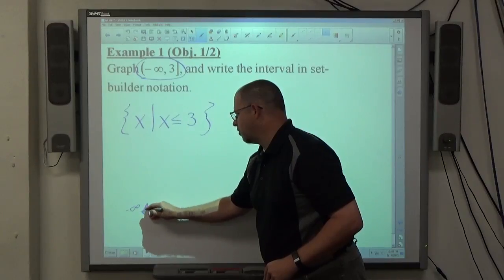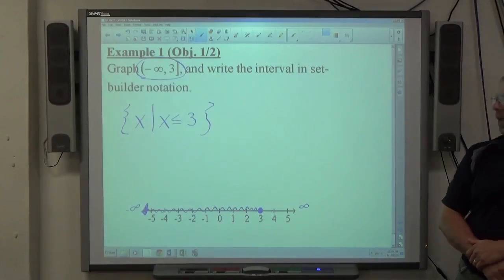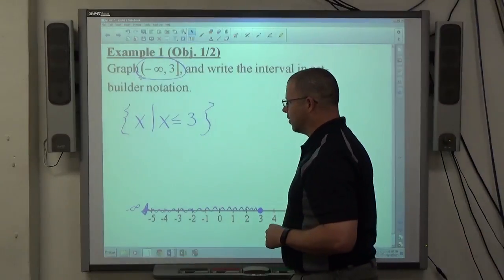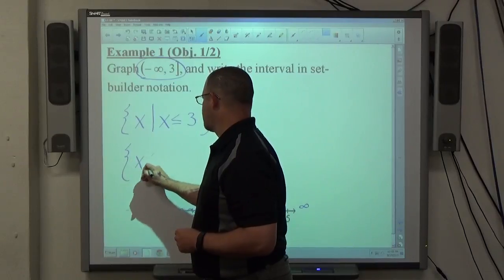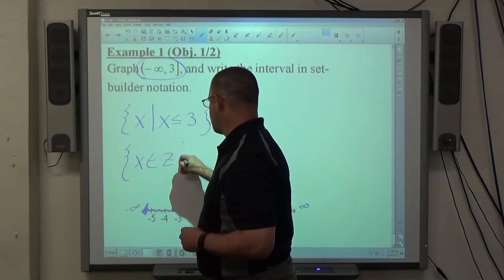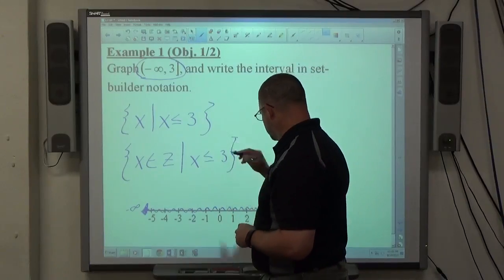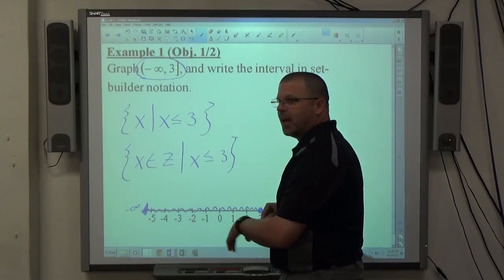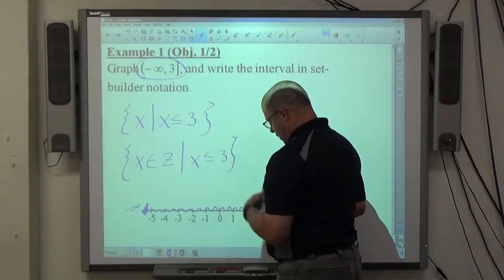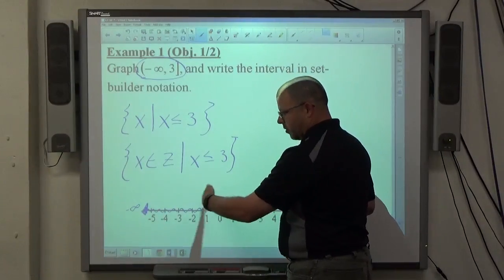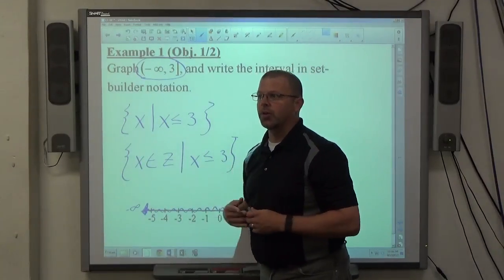And we always make the assumption we're dealing with the set of real numbers unless told otherwise. Let me show you what it would look like if it wasn't real numbers in set builder notation. Anyway, x is an element of the set of integers, in which case we would graph only the integers 3, 2, 1, 0, and so on, and put the line in. If it doesn't have anything written, it's assumed real numbers.